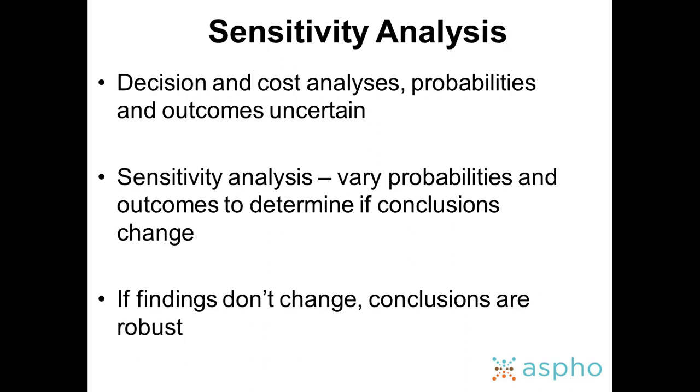In any of these decision analytic models, sensitivity analyses are really important because your probabilities, costs, and outcomes are all uncertain. At the end of the day, you're going to say strategy A is better or strategy B is better, but how sure are you that A is better? What you do is a sensitivity analysis, where you vary the probabilities and outcomes within some plausible range to find out, is your conclusion robust to the various assumptions that you made? If your conclusions change, then you're not so certain. But if your conclusions don't change, you're much more confident that your findings are correct and that strategy A is the best strategy.